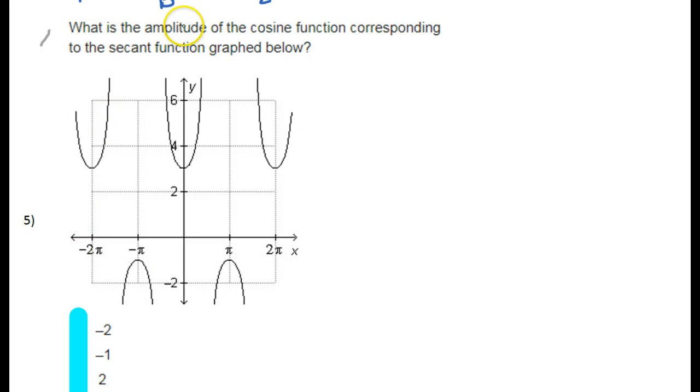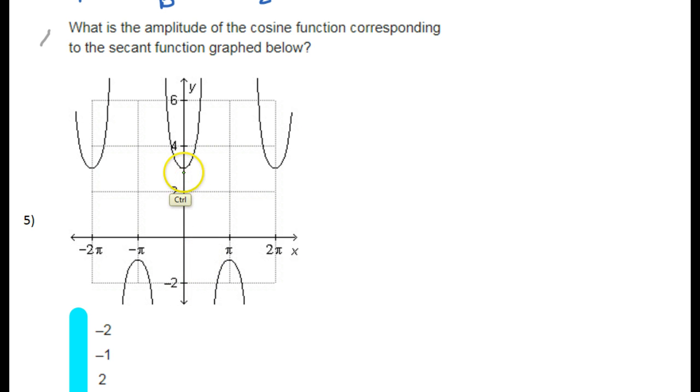What is the amplitude of the cosine function corresponding to the secant function graphed below? Okay, well, to answer that question, first we need to figure out what the midline is.